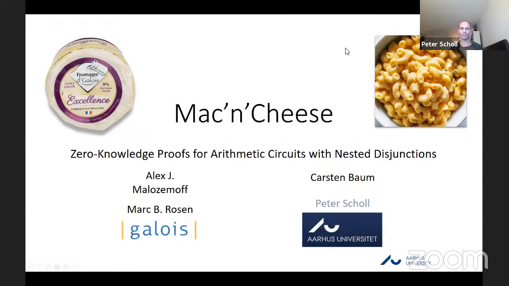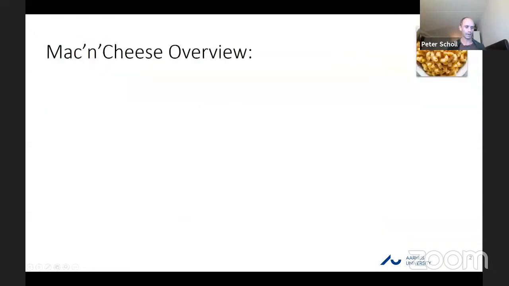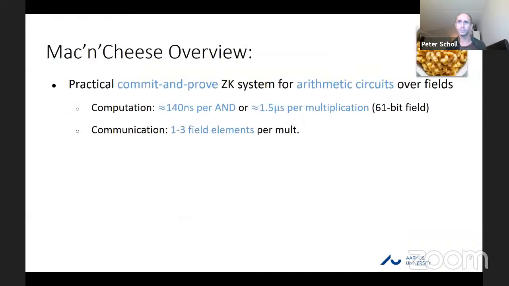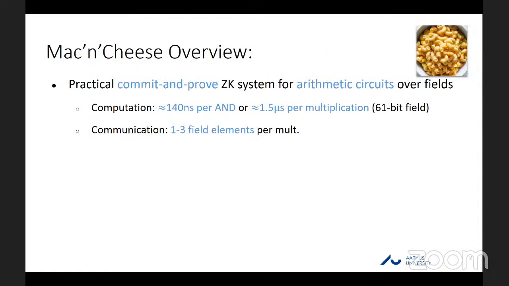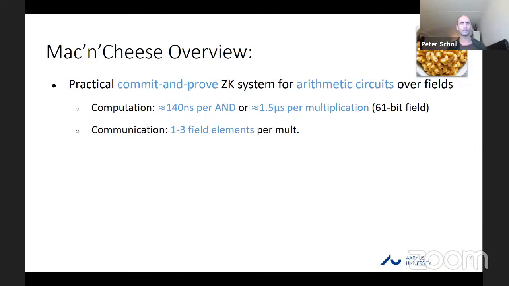Okay, thanks for the introduction. I'm going to talk about Mac and Cheese, joint work with Carsten, Alex, and Mark. Mac and Cheese is a zero-knowledge proof system for evaluating arithmetic circuits over finite fields based on the commit-and-prove paradigm. Our main goal with designing this protocol is to obtain proofs with very low computational overhead for the prover. Concretely, for evaluating binary circuits, we get around 140 nanoseconds for each AND gate. This goes up to around 1.5 microseconds for each multiplication over a larger field.